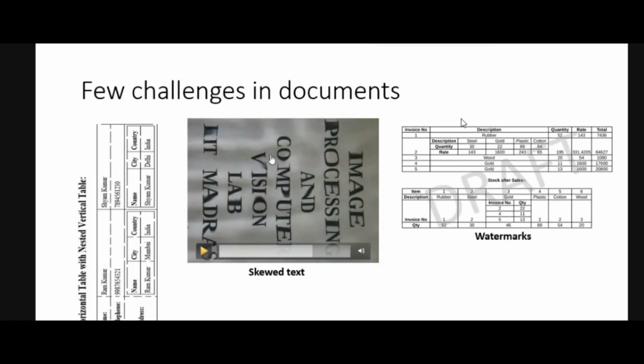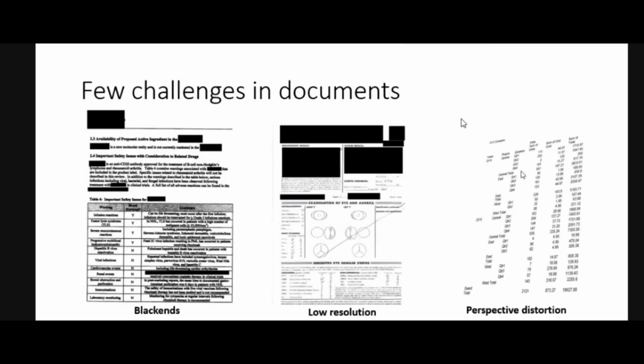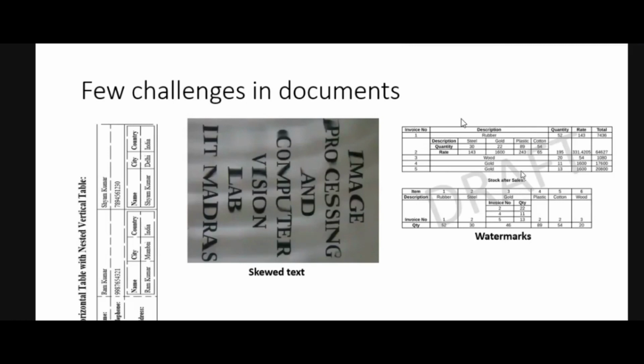The V is not appearing as V. In the presence of this kind of skew, if you give it to the text processing software, it will not infer the text correctly. So you should have a good text processing software in order to infer this skewed text. And you have a watermark also. This is a watermark called draft, which is written onto this table, and if you want to infer the individual elements of the table, you have to remove this watermark first. So all these challenges come under the pre-processing block. You have to remove these distortions first, and then only you can get into the programming part.